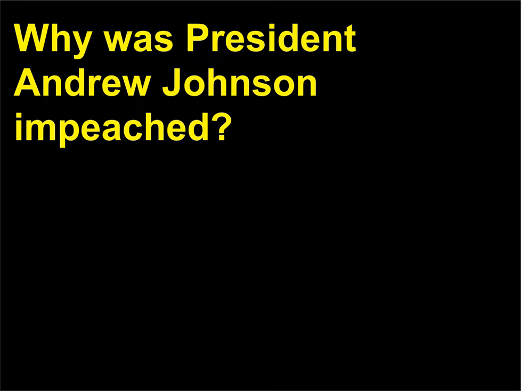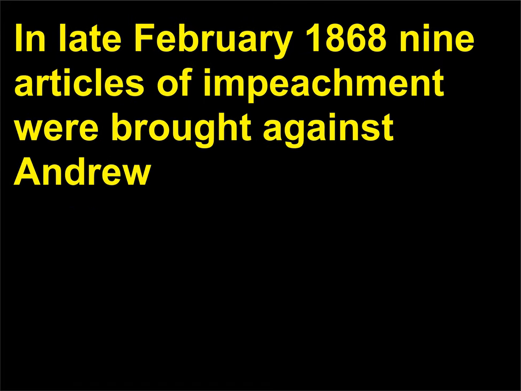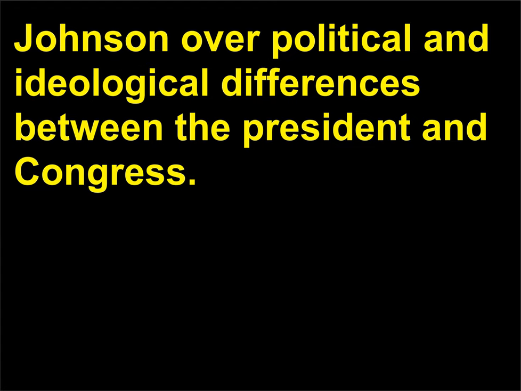Why was President Andrew Johnson impeached? In late February 1868, 9 articles of impeachment were brought against Andrew Johnson over political and ideological differences between the President and Congress.